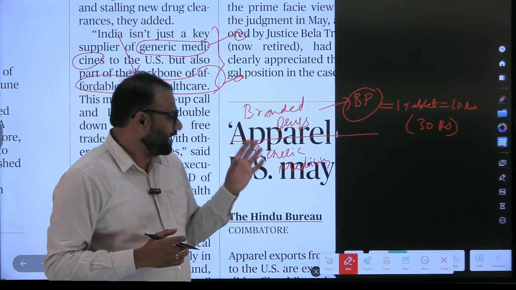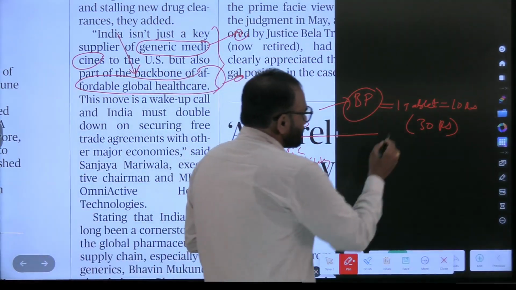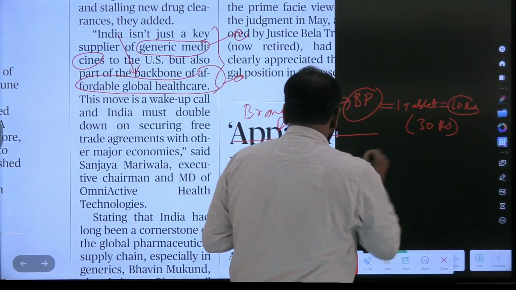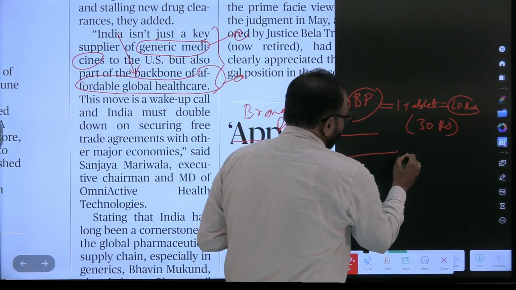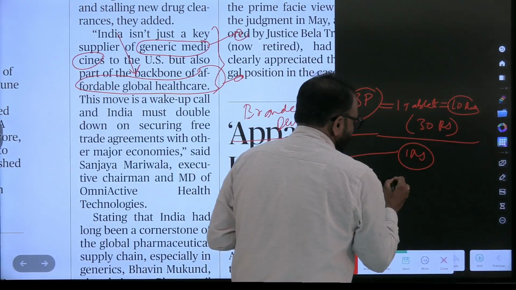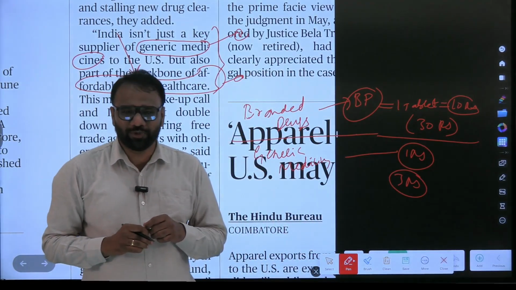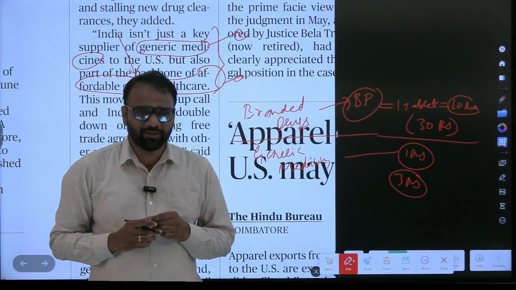So for that, there is another set of medicines called generic medicines. If one tablet's price is 10 rupees, then under generic medicine the price of one tablet will be 1 rupee. I am just giving an example. So daily he has to spend just 3 rupees. So which one is better? 30 rupees or 3 rupees? Obviously 3 rupees.